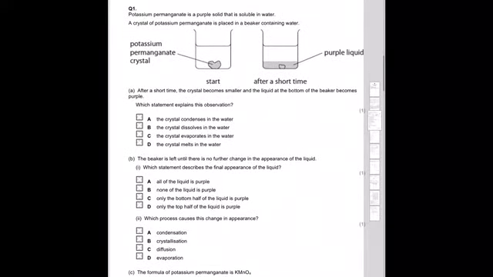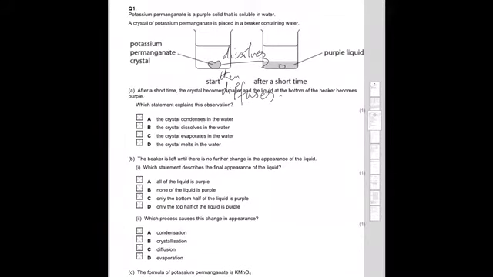Question 1, we're looking at potassium permanganate crystals dissolving, and once they've dissolved, then the dissolved ions will diffuse. They've shown it after a short time, so it hasn't fully spread, but if we left it for longer, it would spread. So the key thing here is, first of all, the crystals dissolve in water. Then the next question says it's left until there's no further change.